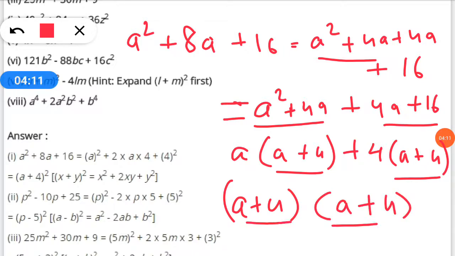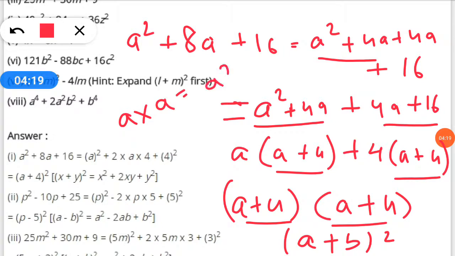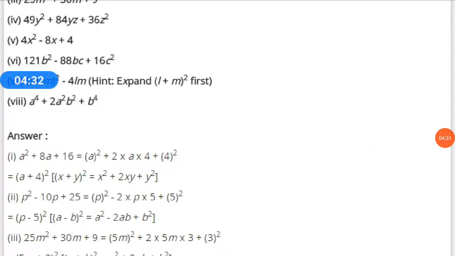So (a plus 4) twice, it can be written as the whole square, because a into a we can write in the form of exponent as a square. In the same way, a plus 4 we can write as, here it will not be b, it will be 4, (a plus 4) the whole square. Clear to everyone? So in this way we are going to solve each and every question.